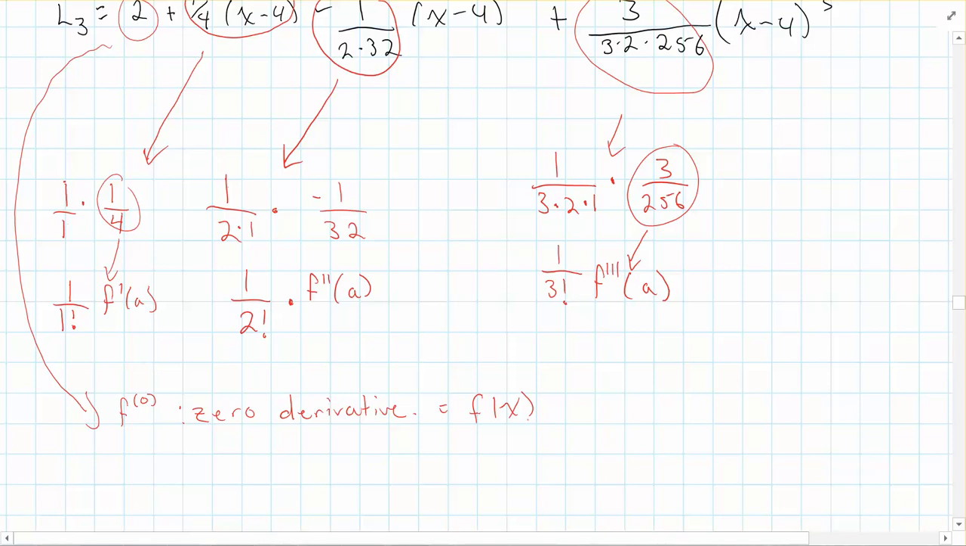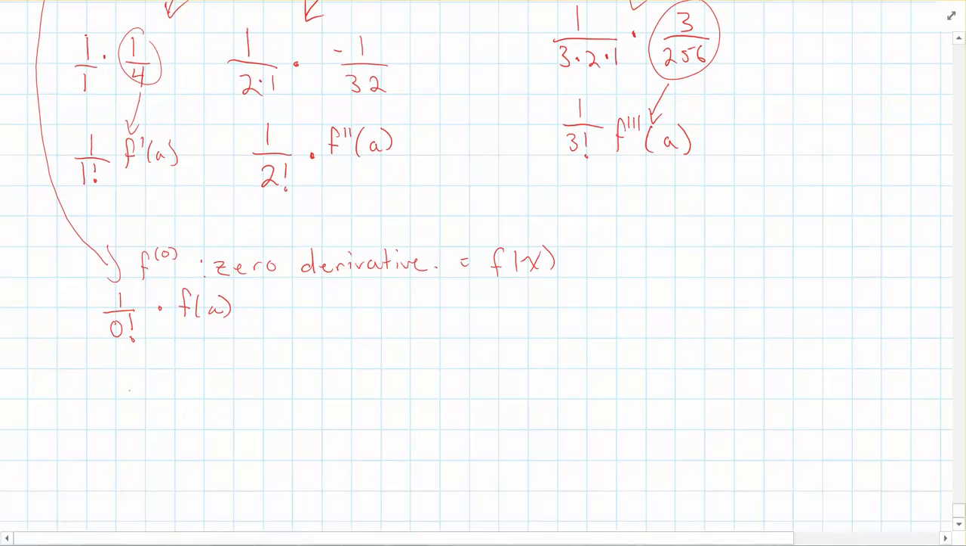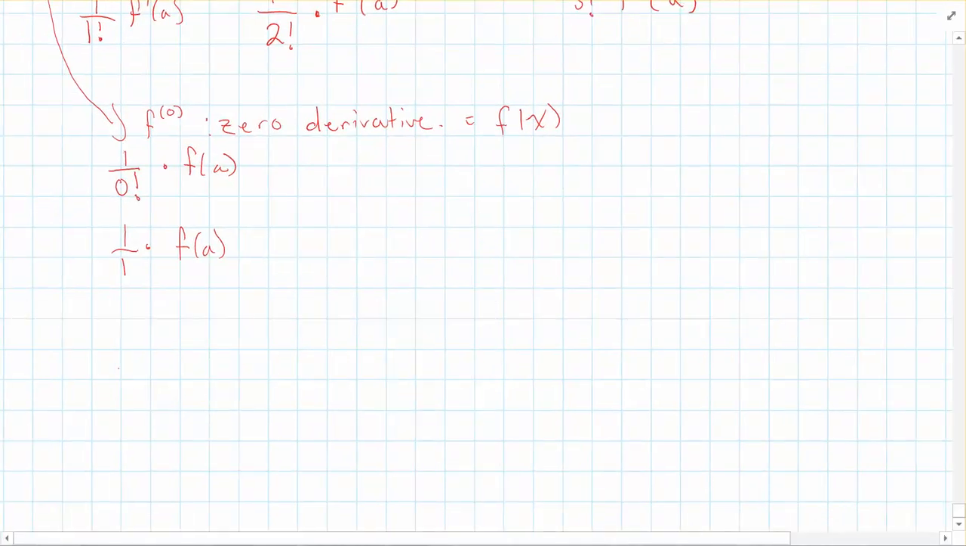But if we continue the pattern here, because I go 3, 2, 1, I'd have to have 1 over 0 factorial times f at a. But we should remember that 0 factorial is 1, and this is simply 1 over 1 times f at a. Now, what can we do here? Well, we've seen a pattern. Let's look at my approximation for L3 now, using some of these terms.